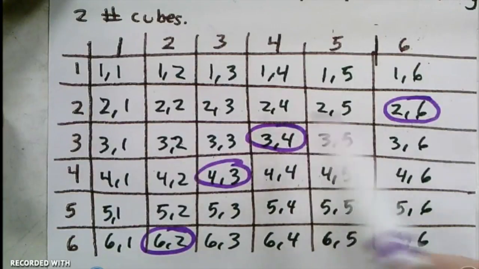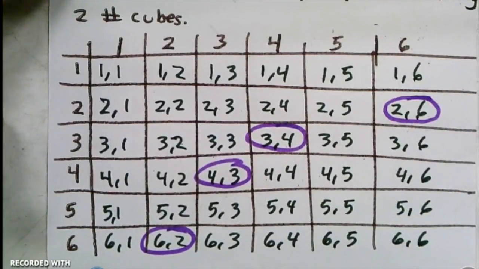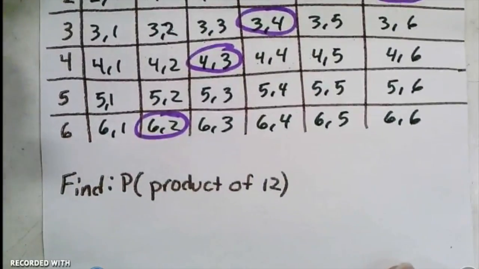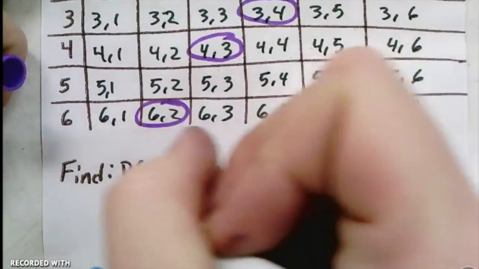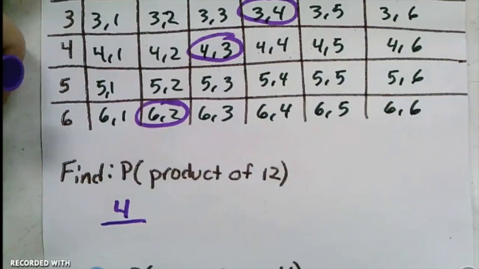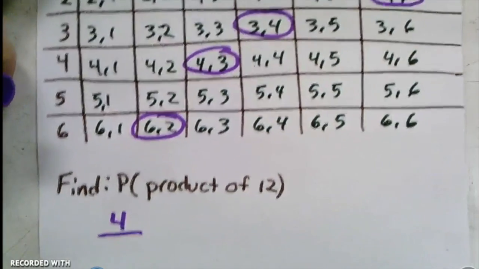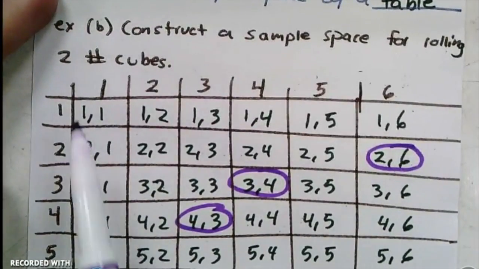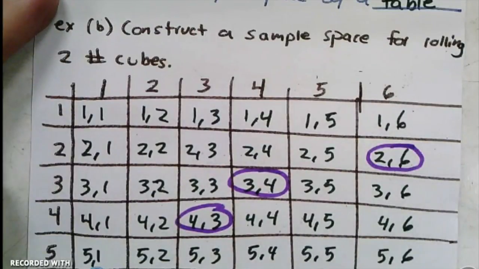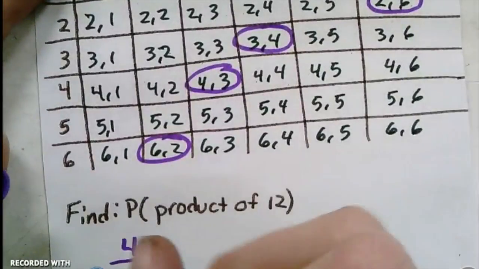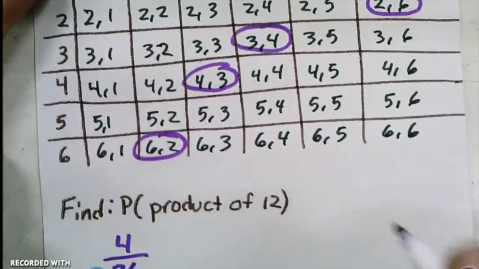3 times 4, and that's it. So I have 4 different products of 12. So down here, I will write 4. That's my favorable outcomes. And I'll put it over the total, and I can find that through multiplication. There's 6 rows and 6 columns. So 6 times 6 is 36.